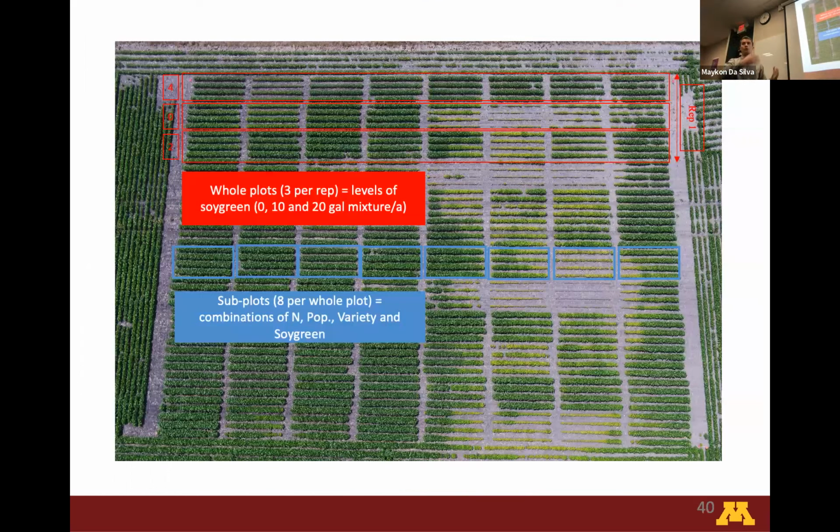This is an aerial image from one of our field sites in Denver, Minnesota, and it's just to facilitate the visualization of how our experiment was delineated in the field. So again, these red rectangles here represent each of the whole plots. Since we have 3 rates of iron chelates, we have 3 whole plots per repetition. And the blue rectangles represent each of the subplots. So 8 subplots per whole plot, representing the combination of nitrogen, population, variety, and so in that specific level of soybean.